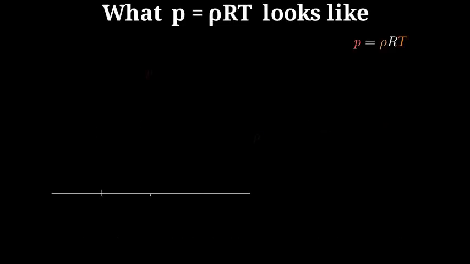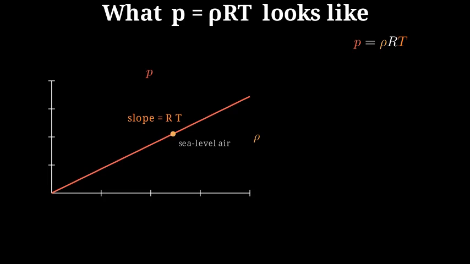What does P equals rho RT look like? Density across, pressure up, at fixed temperature, a straight line through the origin. Twice the density, exactly twice the pressure. The slope is R times T, the temperature itself. The tilt is the temperature, the height at any density is the pressure. Sea level air sits about here.